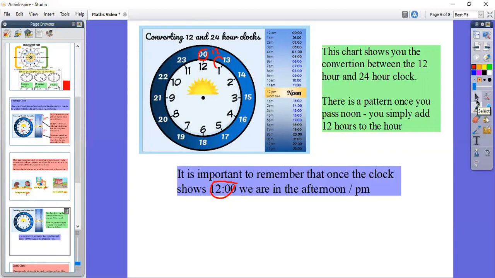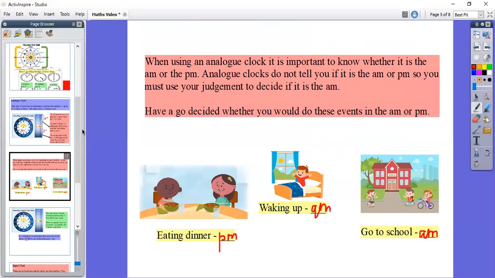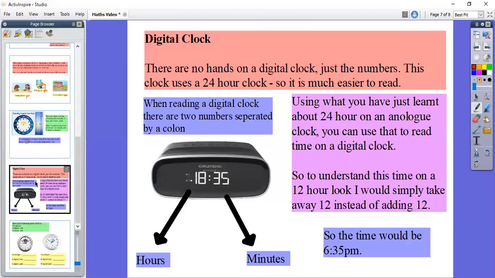Now, a digital clock. There are no hands on a digital clock, just numbers. These clocks can use a 24-hour, so it's much easier to read. When reading a digital clock, there are two numbers separated by a colon. The first number is the hour, and the second number is the minutes. Now, using what we've just learned about 24-hour clock, it may be easier for us to read 24 hours on a digital clock.